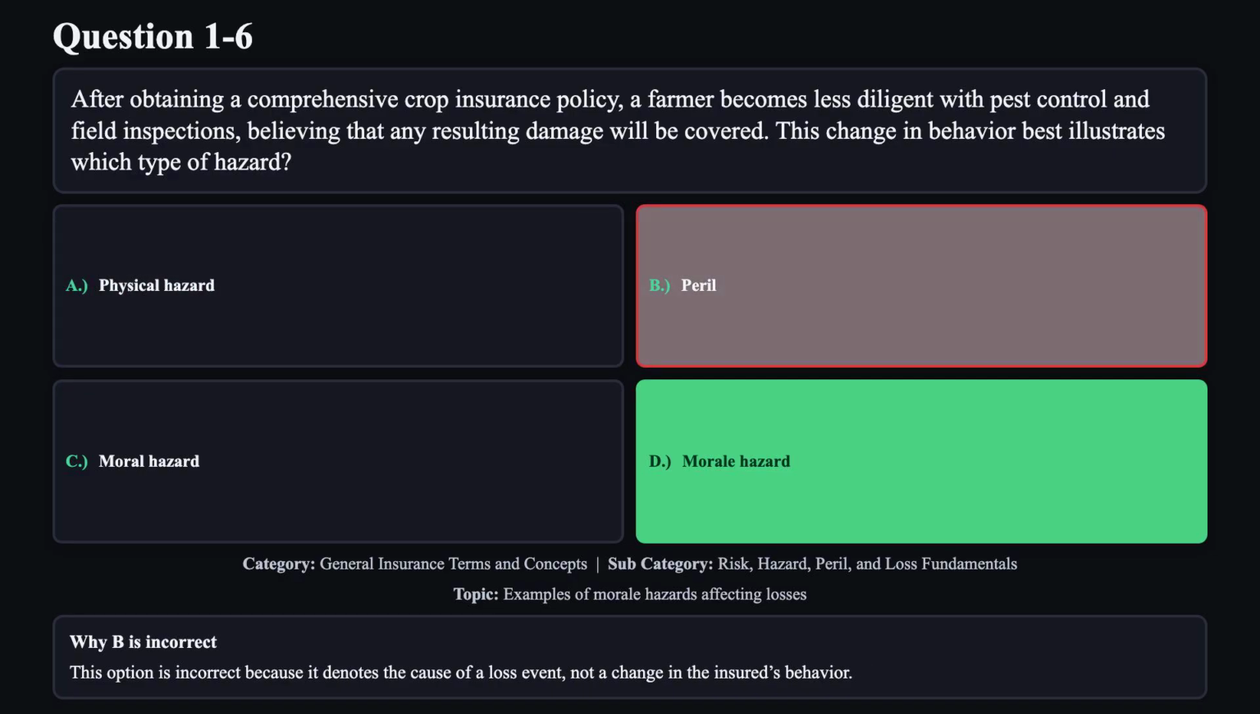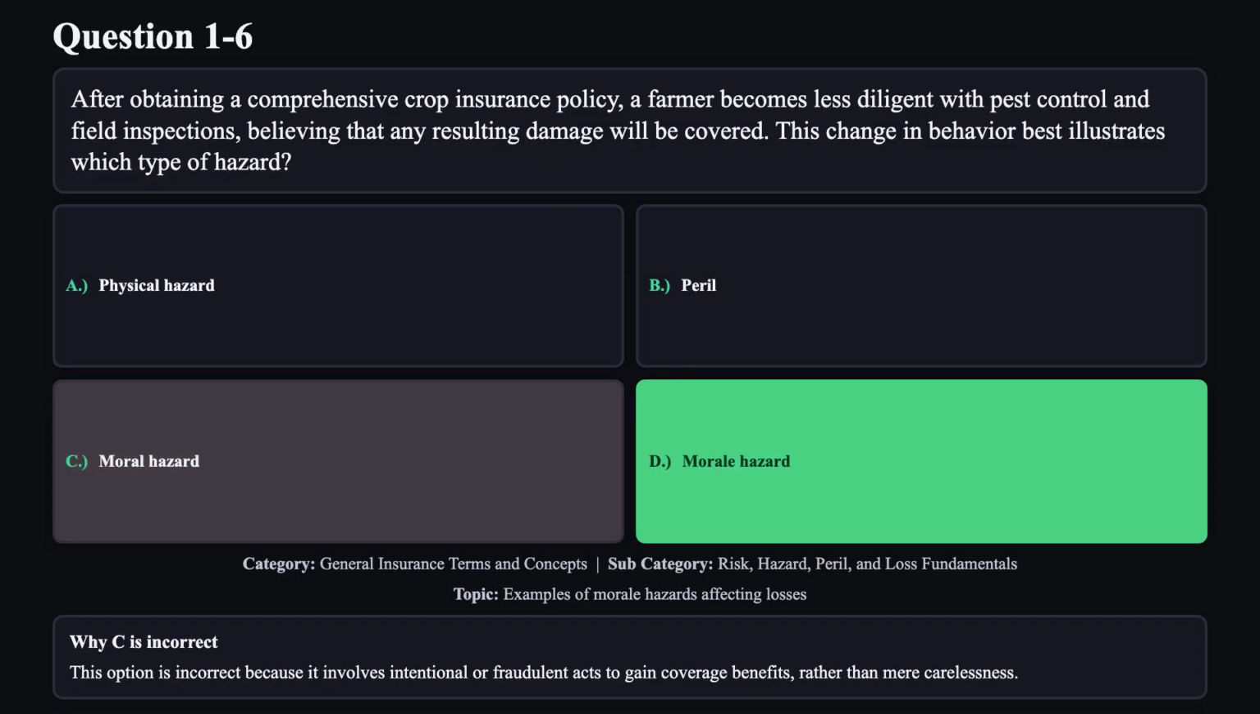Reason B is not correct. This option is incorrect because it denotes the cause of a loss event, not a change in the insured's behavior. Reason C is not correct. This option is incorrect because it involves intentional or fraudulent acts to gain coverage benefits, rather than mere carelessness.